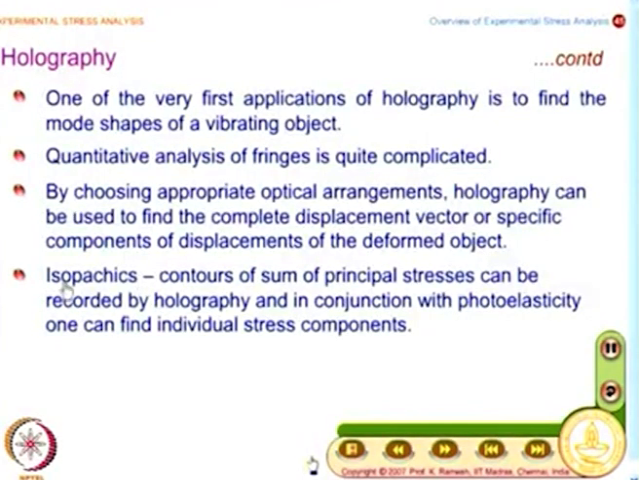And what photoelasticity gives? Photoelasticity gives you sigma 1 minus sigma 2. So, now I have said individually it will give only a particular contour or a contour which has combination of stress components, but if you want to post process I can extract them individually also. So, that is what is summarized here. Isopatchics, contours of sum of principal stresses can be recorded by holography, and in conjunction with photoelasticity one can find individual stress components.